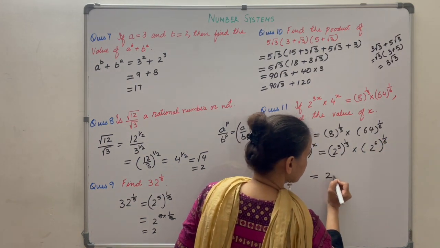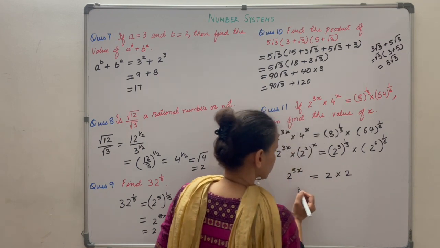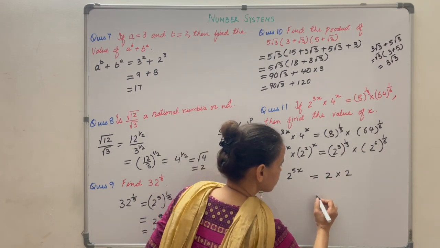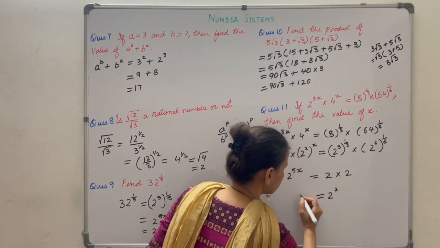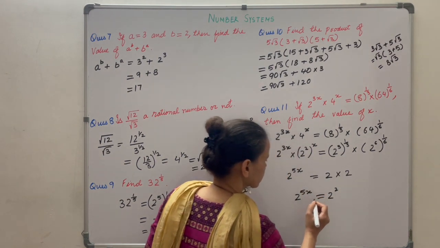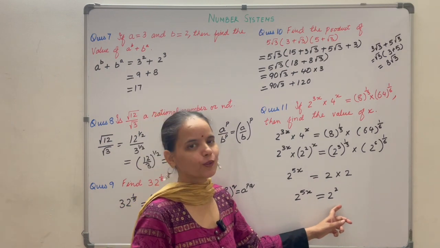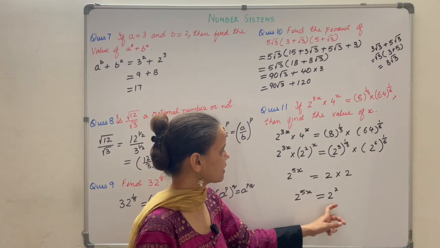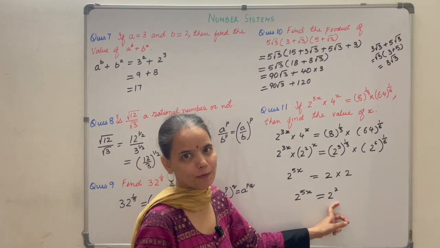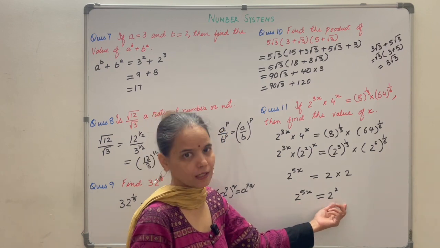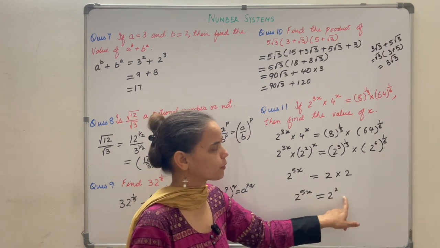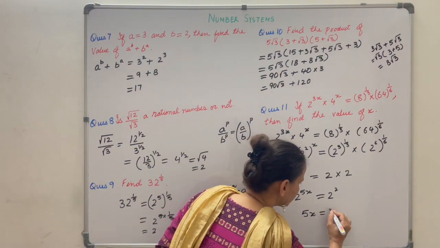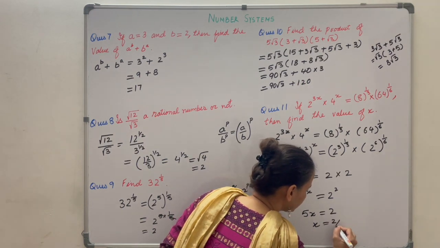So what will you have here? 2 into 2. So you can add the powers now. Here the power is 1, here the power is 1 because the base is same. So you have 2 raised power 2 here and here 2 raised power 5x. So 2 raised power 5x is equal to 2 square. So you can see that there is an equal to sign here. Here the base is 2 and here also the base is 2. So this number is equal to this number and that will only happen when the exponents are also same. So we can write it as 5x is equal to 2. So x is equal to 2 by 5.